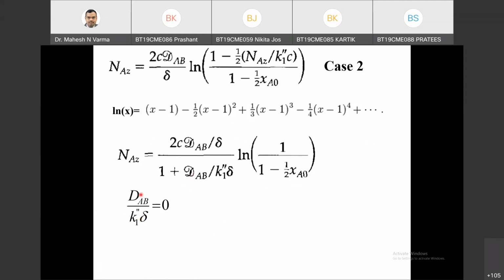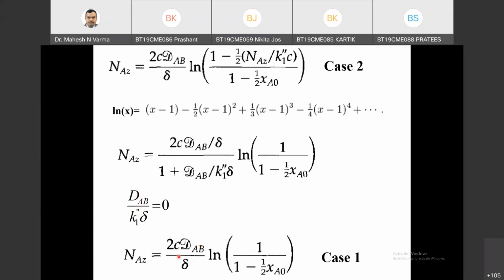K is very, very large as compared to DAB, so this DAB divided by K1 double dash delta will be equal to 0. Hence, this will be equal to 2C DAB delta ln 1 upon 1 minus XA0. And this is a dimensionless quantity, and this is 1 upon the Damkohler number.